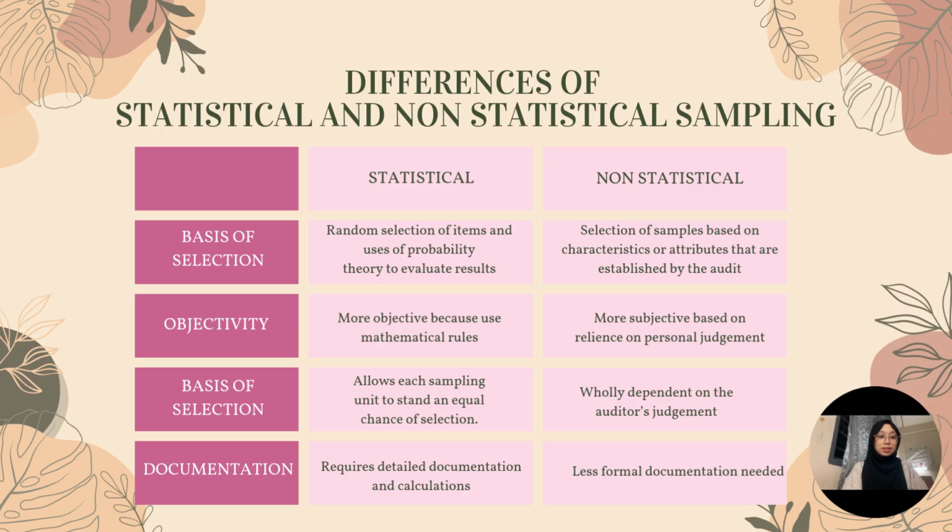Last but not least, I would like to compare statistical and non-statistical sampling. For statistical sampling, items are selected randomly using probability theory. It is more objective because mathematical techniques are used and every item has an equal chance of selection. It also requires detailed documentation and conclusion.